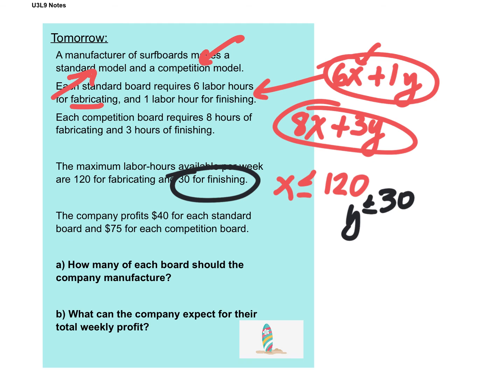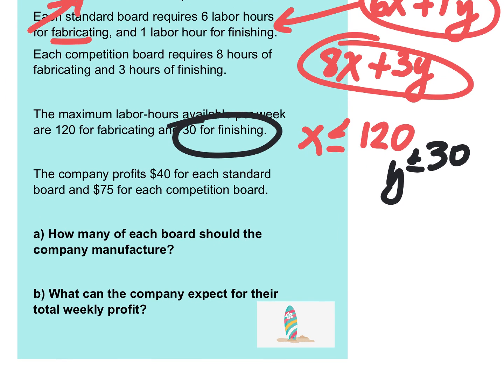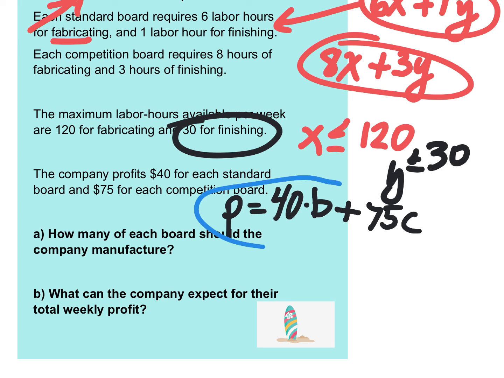All right. The company profits 40 for each standard board. 40 for each standard board. I'm going to call that 40 for each B. And 75 for each competition board. There's boards and competition boards, so I usually call them B and C. And this is profit. That might have been the trickiest one. That's our 15-minute warning.